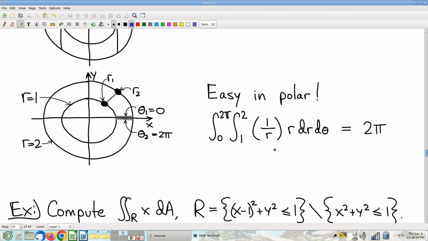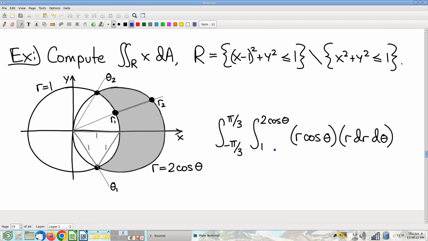Okay. All right. Next example. This one's a little bit less immediate, a little bit more trickery that's involved here. I like this example for that reason. So here's our integral in question.